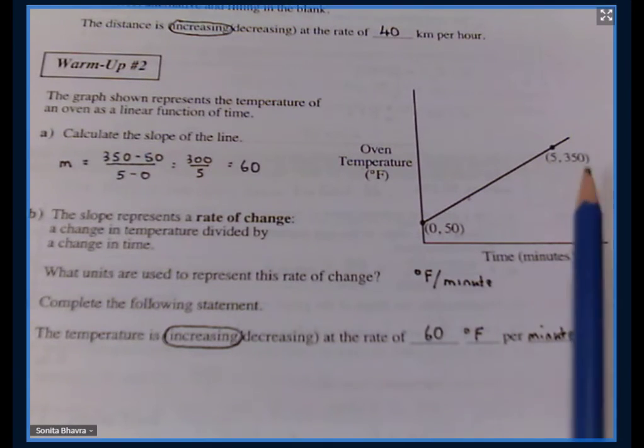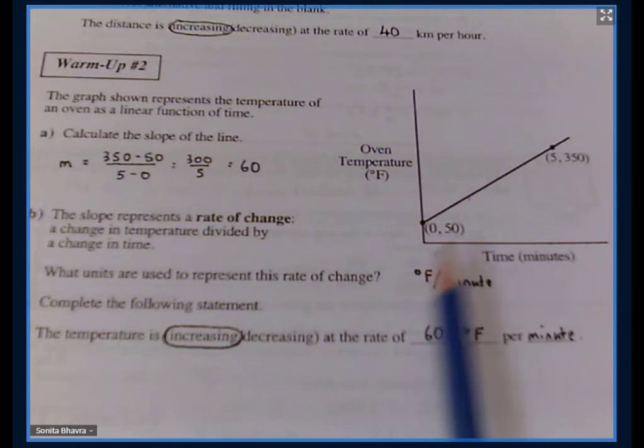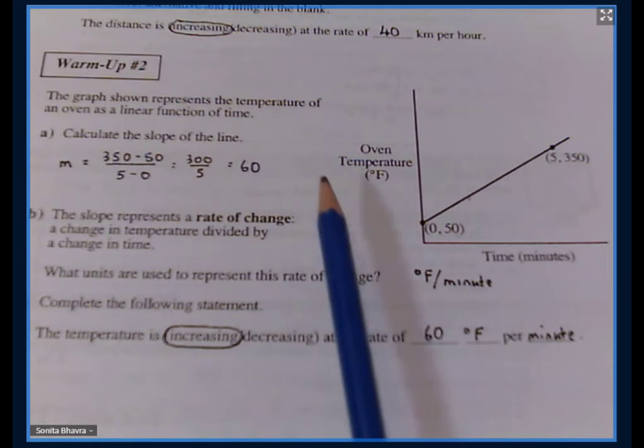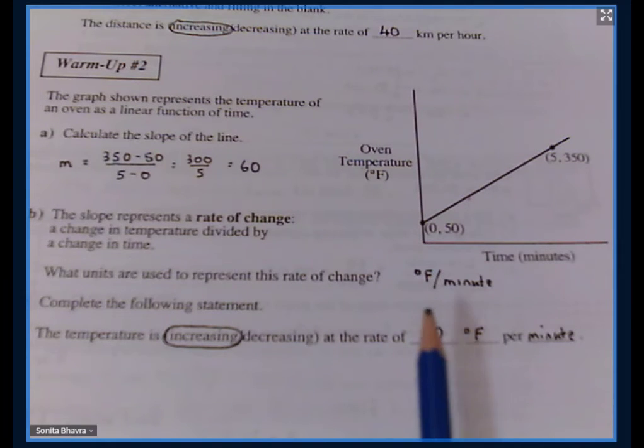And again, the graph is going upwards, our slope is positive, so it is increasing. At the rate of 60, our slope was 60, so our rate of change is 60 degrees Fahrenheit per minute.